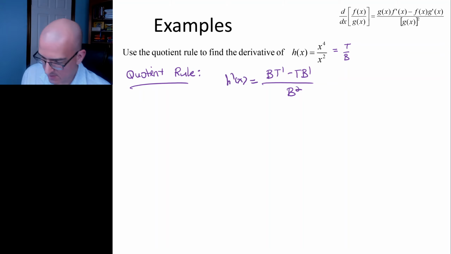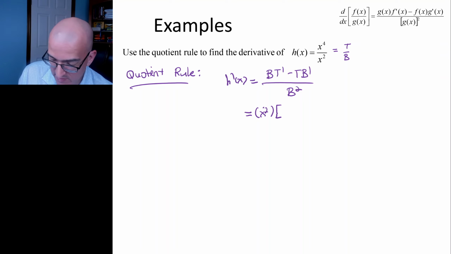Okay. Now I'm going to plug in the ingredients. The b is the bottom function, so x squared. T prime, I'm going to put square brackets around it just to help me later on. That tells me that's the piece that came from a derivative. It's just a bookkeeping device.